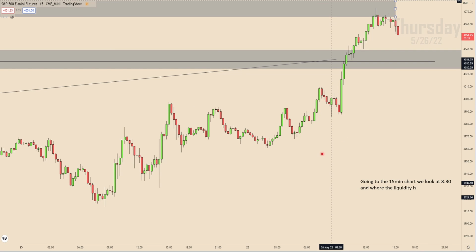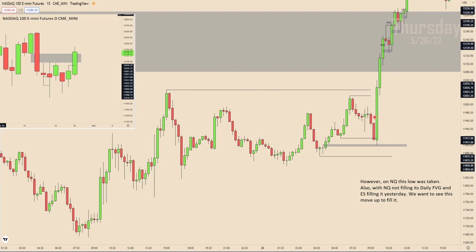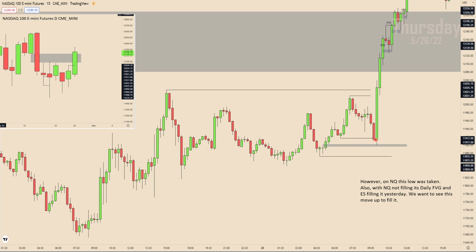Going into the 15-minute chart, look at 8:30, see where the liquidity is. Right there, right there, right there, and right there. Ideally, being bullish, you would want to see a move down here, and then a move up there. And even if you were bearish, you never get this market structure shift, as I'll show. Looking at NQ compared to ES, ES doesn't get that liquidity taken, but NQ does, right? 15-minute fair value gap there. So that is where you would want to be looking.